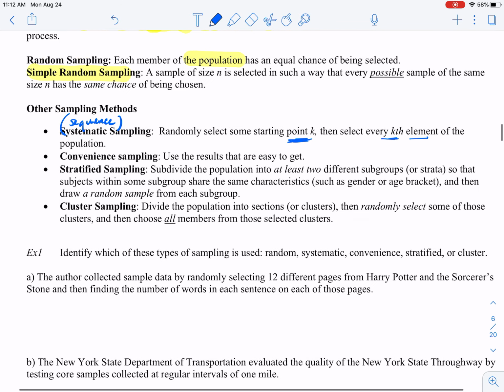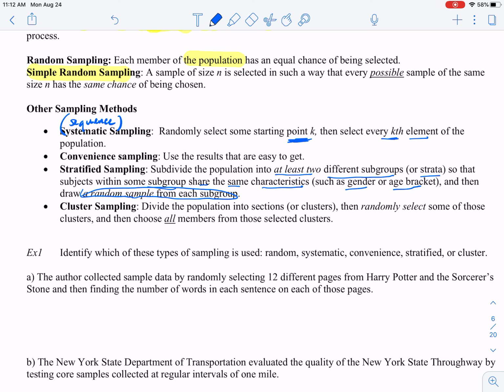Stratified sampling. This says to subdivide the population into at least two different subgroups, or strata, so that the subjects within each subgroup share the same characteristics, such as gender or age bracket. Then we draw a random sample from each subgroup. So first we divide the population into strata, where the subjects within a stratum share the same characteristic, like this group is all male, the other group is all female, and then we draw a random sample from each subgroup.